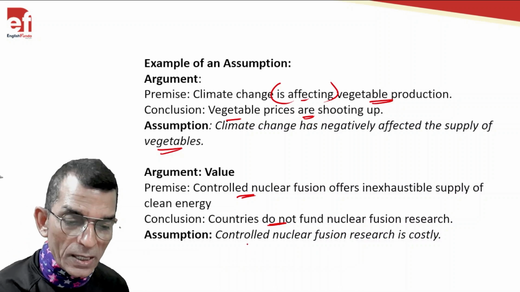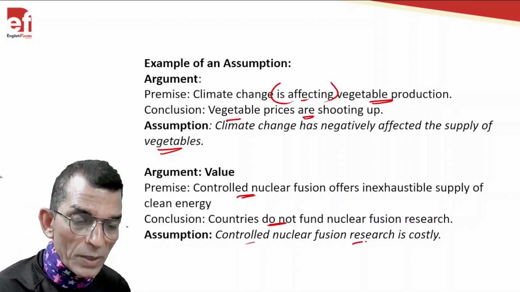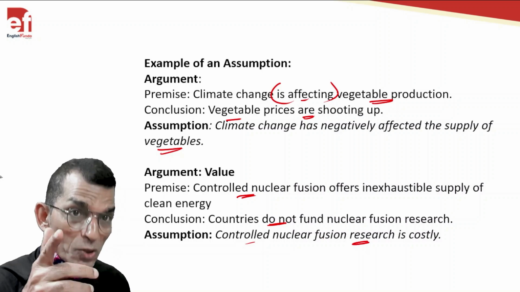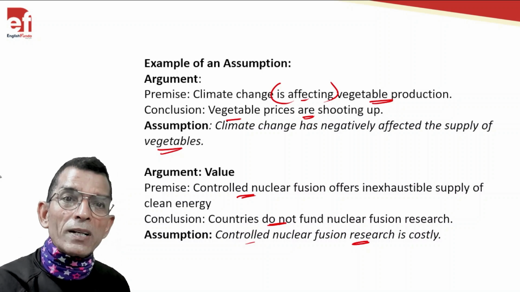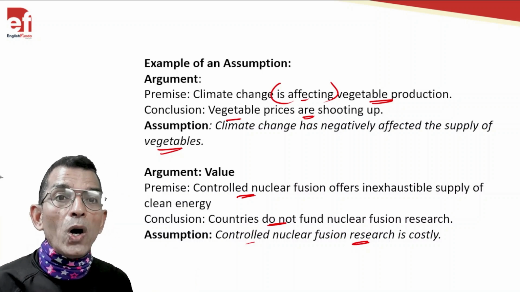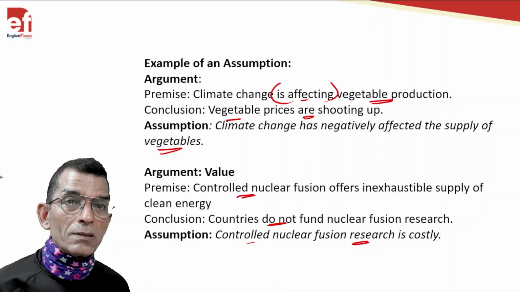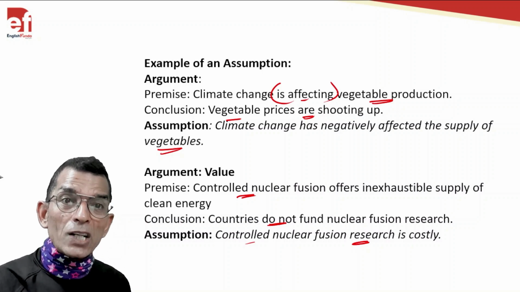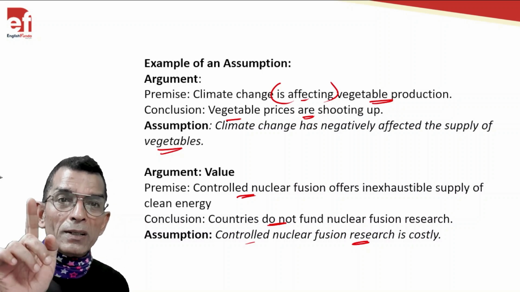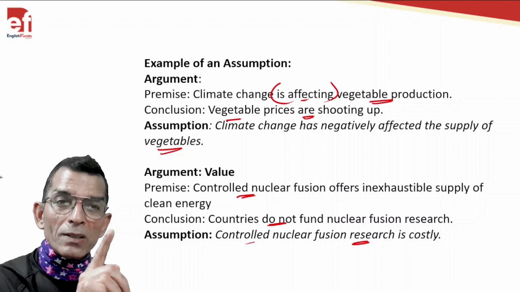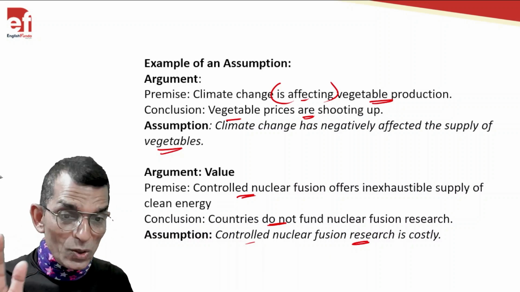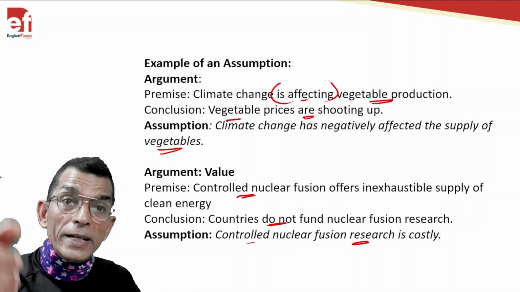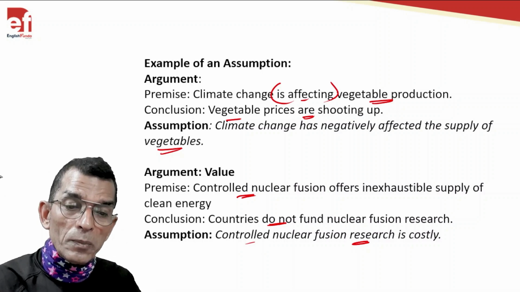So what is the reason? The reason is that controlled nuclear fusion research must be costly. Otherwise, there is a benefit to be had. Now, it also follows from these two sentences that the benefits are lower than the costs, at least at present. That is why countries are not supporting nuclear fusion research. Okay, so slowly we have come to understand what assumptions are. Assumptions must lead us to the conclusion with the given premises.